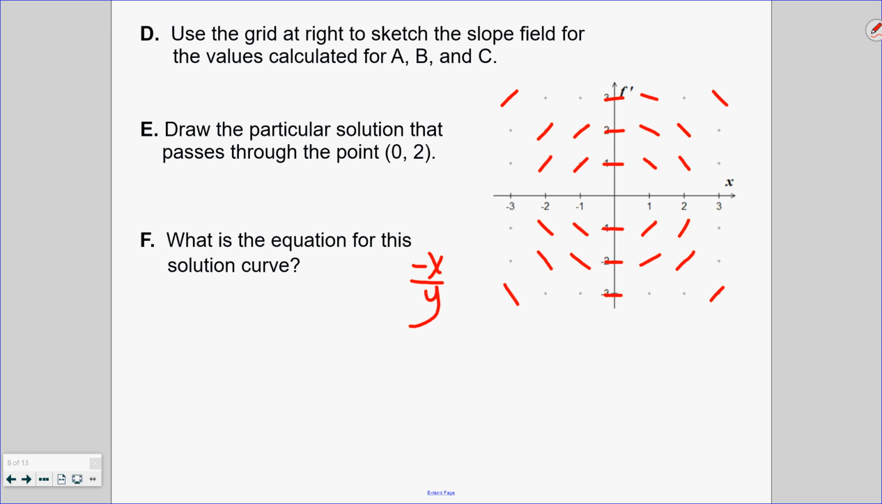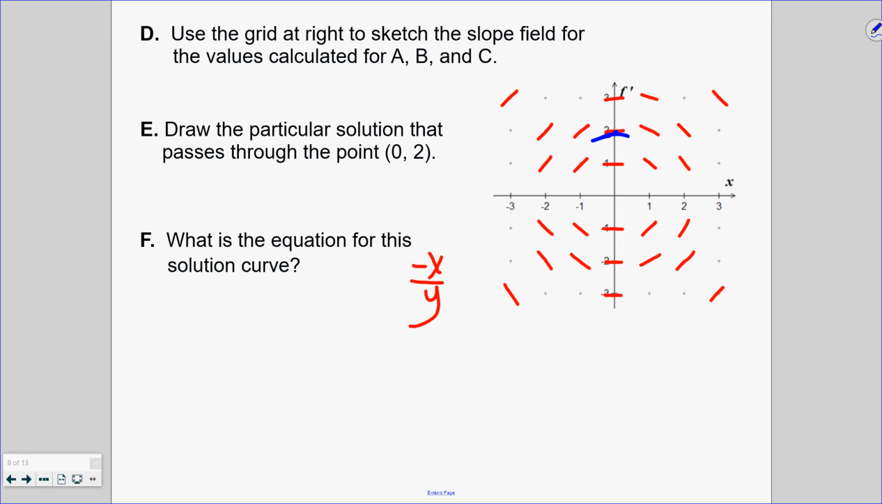Now, the difference in this question, it says, let's draw the particular solution that passes through the point 0, 2. So we have to go through this point, and so we know that we have to be this way because we have a tangent line that is horizontal there. And then you're just kind of looking. When you draw these solutions, generally do not draw them in such a way that you end up going through where any of the tangent lines actually are. You kind of just follow along them.